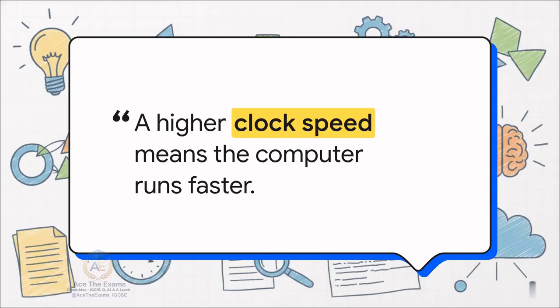Listen to this answer. A higher clock speed means the computer runs faster. Sound familiar? It's a completely realistic and, honestly, incredibly common student answer. You might have even written something exactly like this during your own revision. I mean, it feels right, doesn't it? It sounds perfectly logical. But in the context of the Cambridge 0478 syllabus, this is a massively dangerous trap.